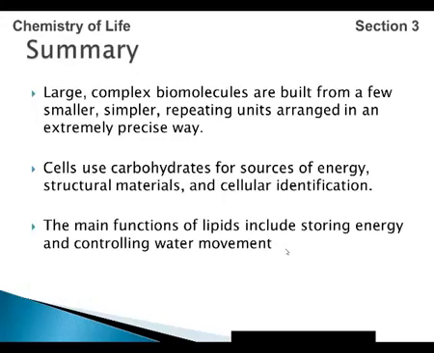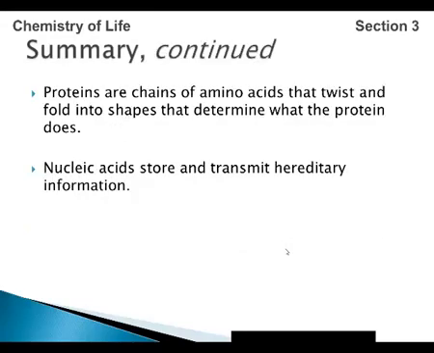So to summarize, large complex biomolecules are built from a few smaller, simpler repeating units arranged in an extremely precise way. Cells use carbohydrates for sources of energy, structural materials, and cellular identification. The main functions of lipids include storing energy and controlling water movement. Proteins are chains of amino acids that twist and fold into shapes that determine what a protein does. And then nucleic acids store and transmit hereditary information. Also, on top of that, ATP is what we use for energy inside of our cells.